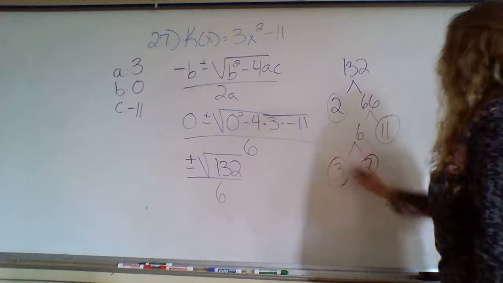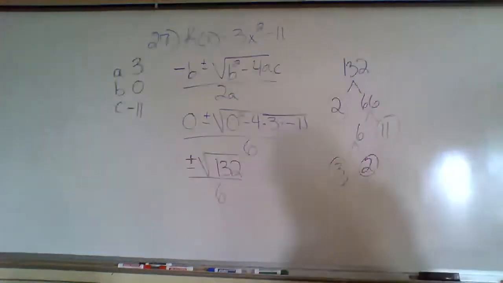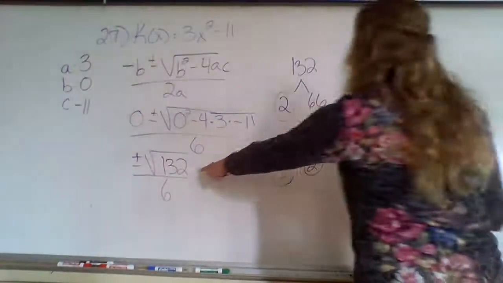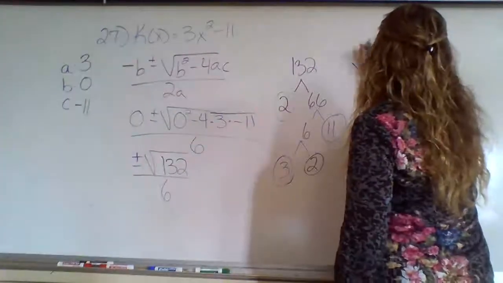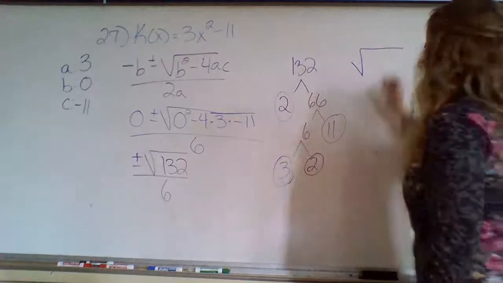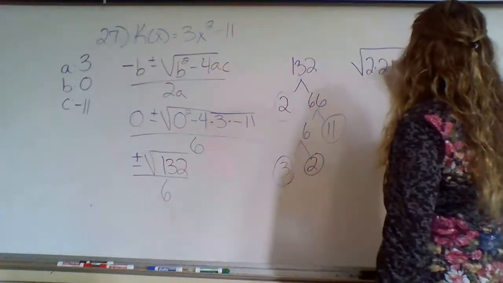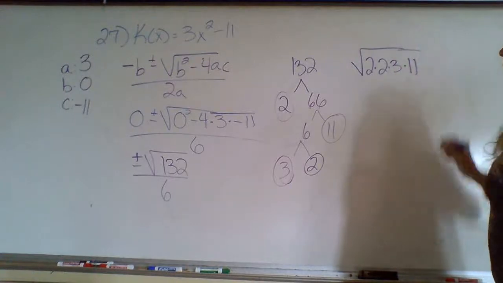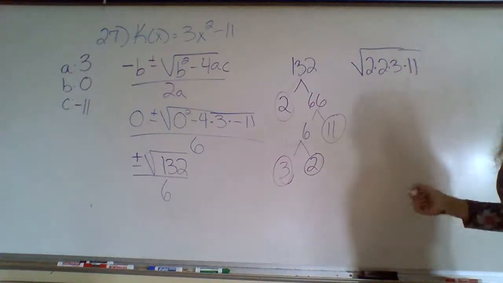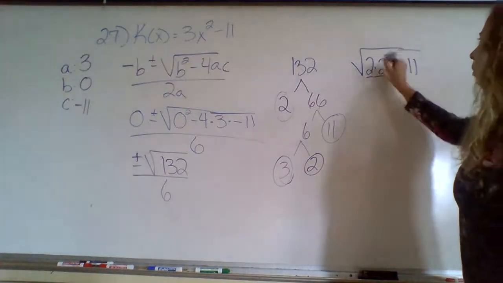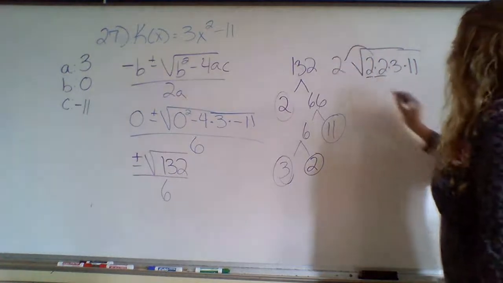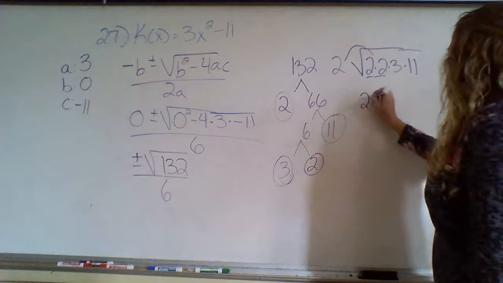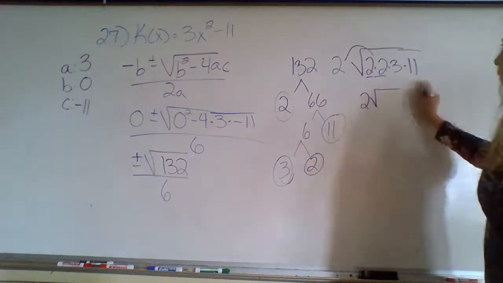So you can rewrite, I'll do it over here, the square root of 132 as 2 times 2 times 3 times 11. Looking for groups of 2: 1, 2, pull out a 2. And then these have to stay inside. So you have 2, and 3 times 11 is 33.